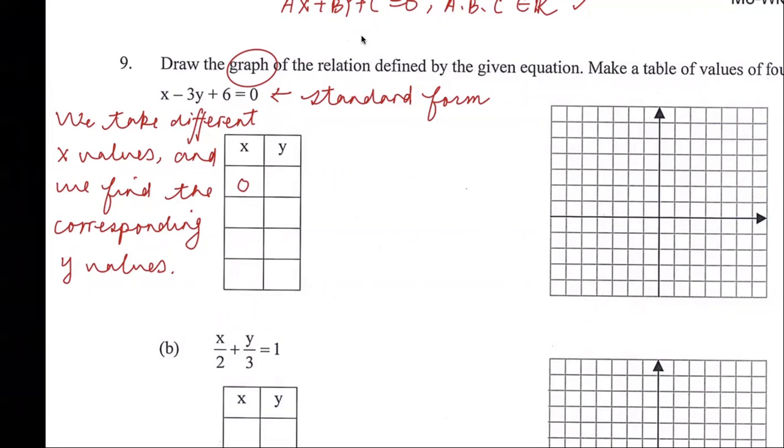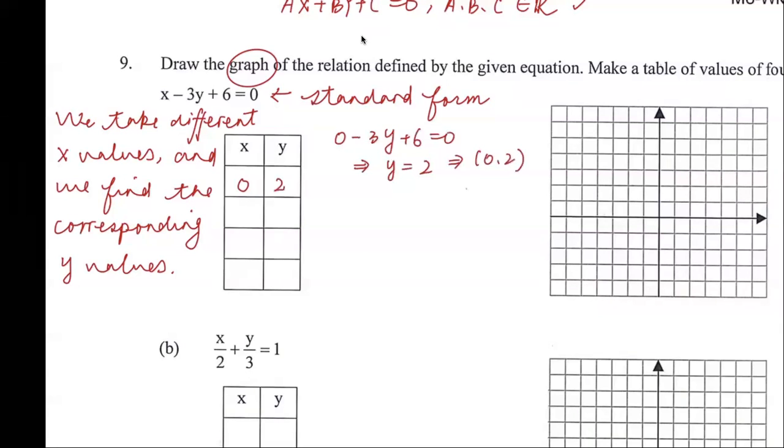So if x is equal to 0, then the equation becomes 0 minus 3y plus 6 is equal to 0, right? If you solve this equation, you will find that y is equal to 2. So this means 0, 2 is the first point that we find.